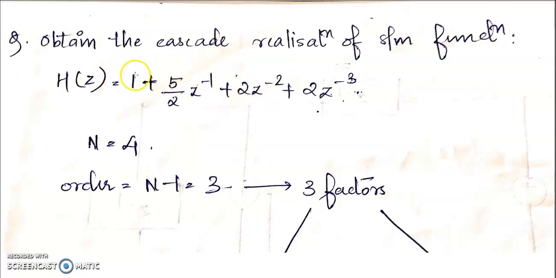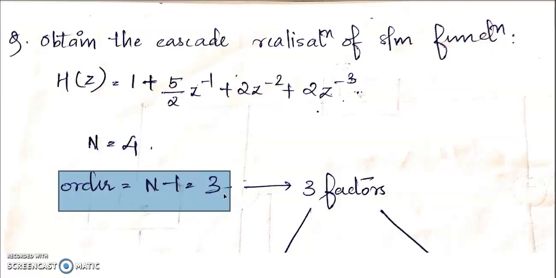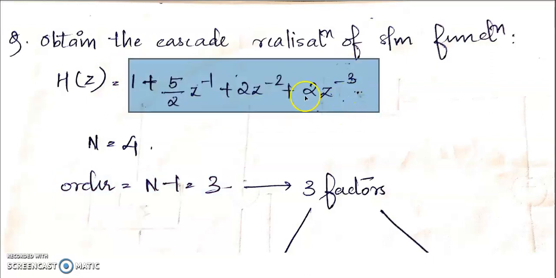From the polynomial, it is clear that the polynomial has 4 terms. So the length of the filter is 4, and the order is given by the length minus 1. So the order is 3, so we have 3 factors. How can you compute its factors? First of all, we want to convert the powers to positive. Here the polynomial powers are negative, and we want to convert them into positive powers.